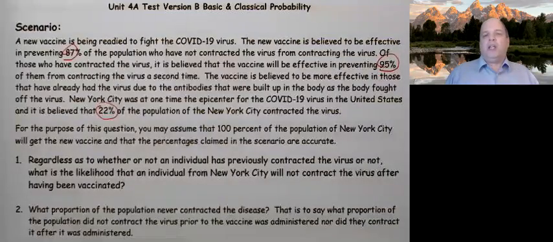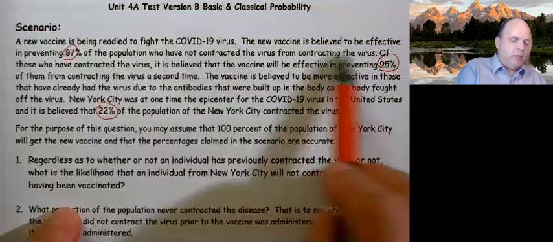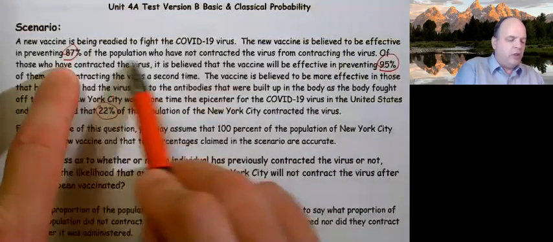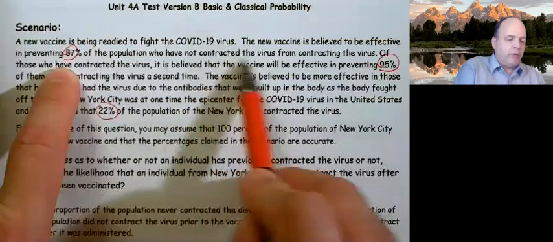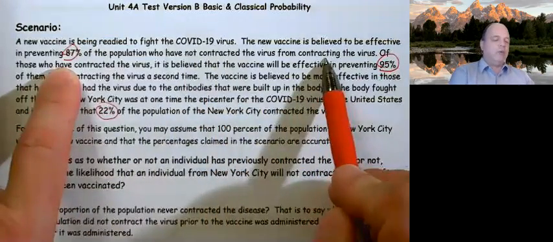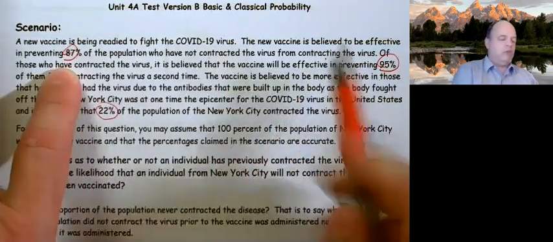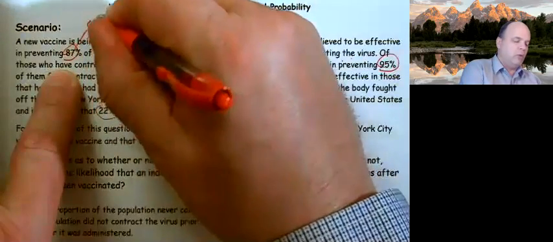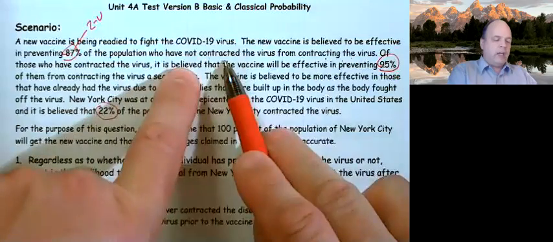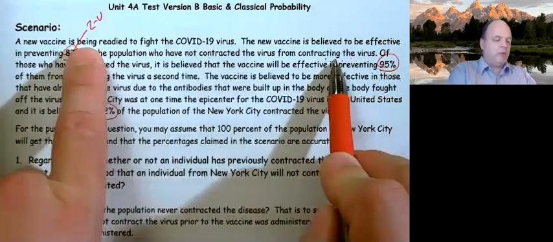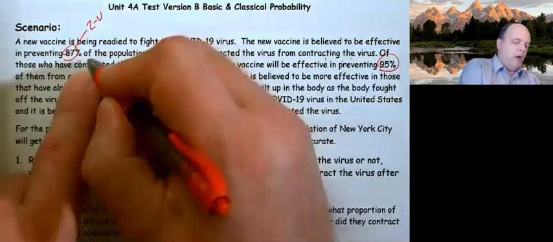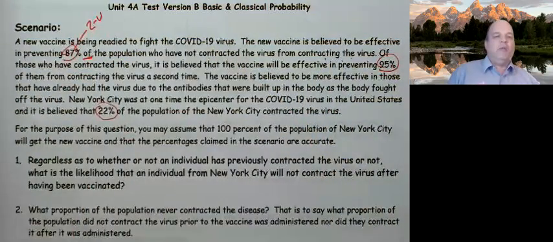So when I'm making a table, one of the key things is, is there one number that's associated with only a single variable? So the new vaccine is believed to be effective in preventing 87% of the population who have not contracted the virus from contracting the virus. Ooh, we have two things here. Those who have not contracted it and then contracting it. So this looks like two variables, right? Because they haven't contracted it and they won't contract it. It's 87%, but it's of that group. And that word "of" is generally a key word for indicating that it's related to two variables.